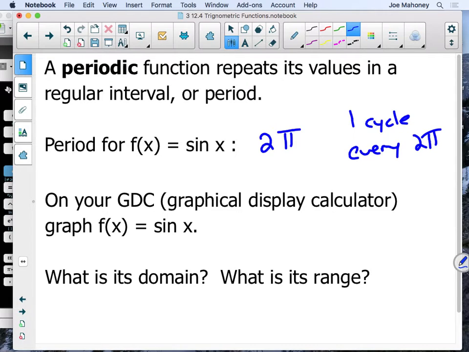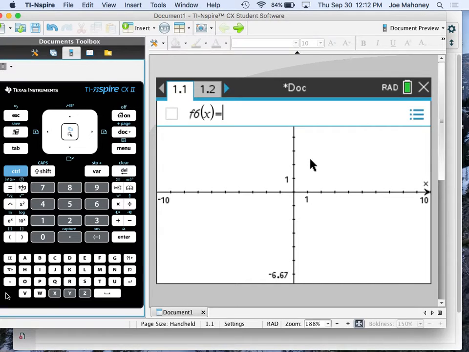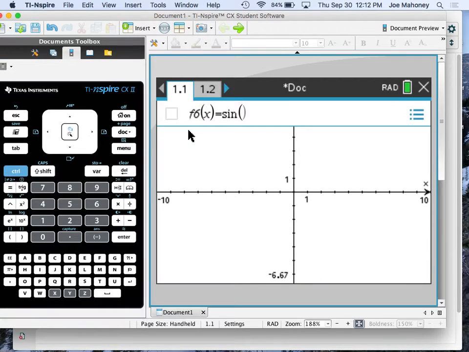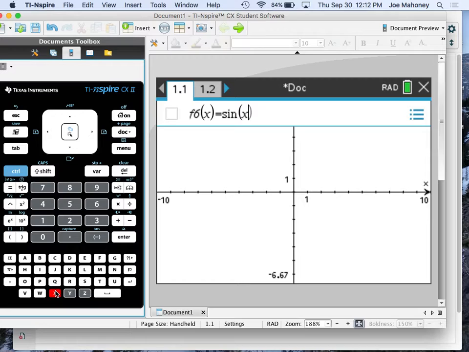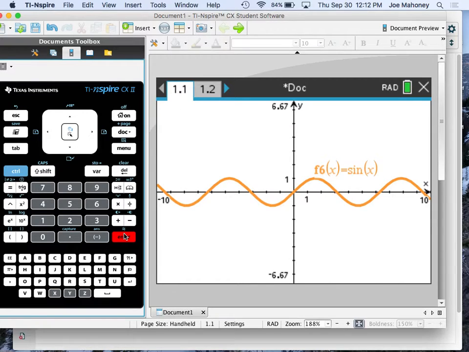So let's go to our graphing calculator and graph this. That's what we call our GDC, our graphing display calculator. So I'm going to go to my calculator. I'm going to graph f of x equals sine of x. Let's press enter. Sure enough, you can see how it's a periodic graph. It kind of goes from left to right, going down and up and down and up and down and up.